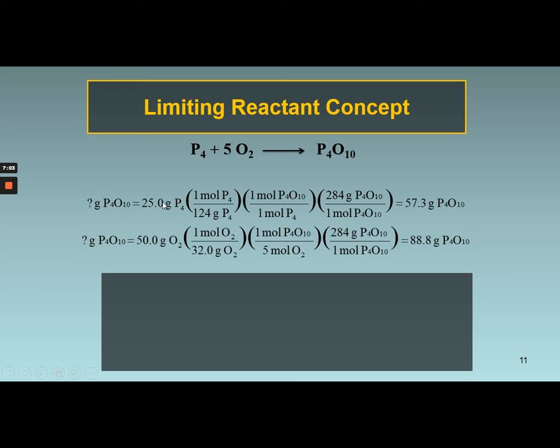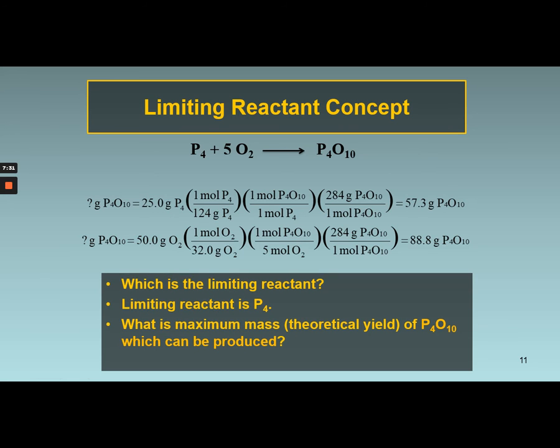Okay, same process. Mass to moles of A, mole of A to mole of B to mass of B, and we get mass. Do the same thing for the other reactant. Mass of A to mole of A to mole of B to mass of B, and we get that much. So which of these is the limited amount? Well, the 57.3, right? So that means phosphorus is the limiting reactant. So theoretically, this is the amount we should gain by this reaction.